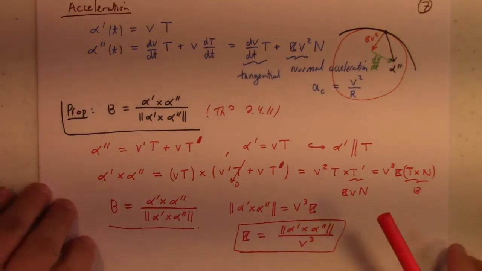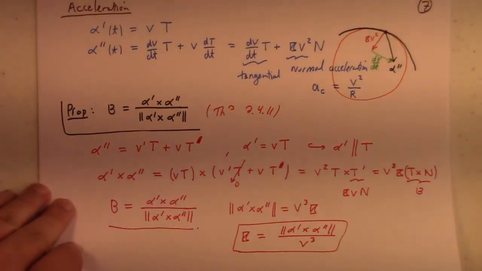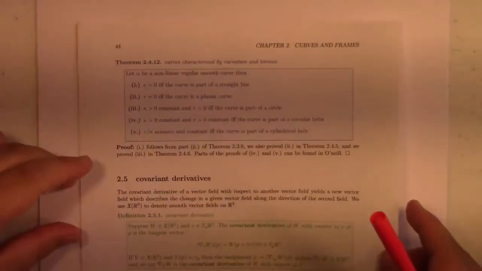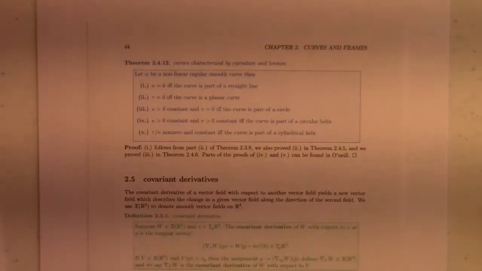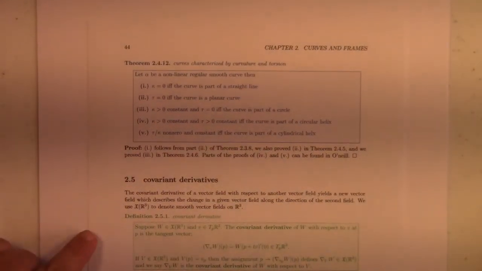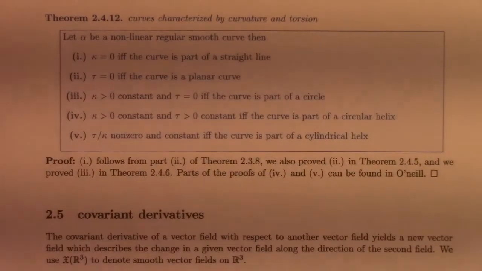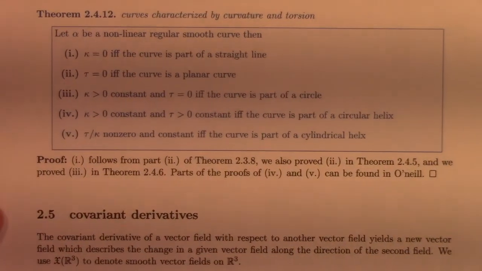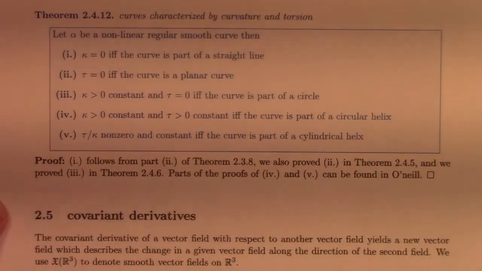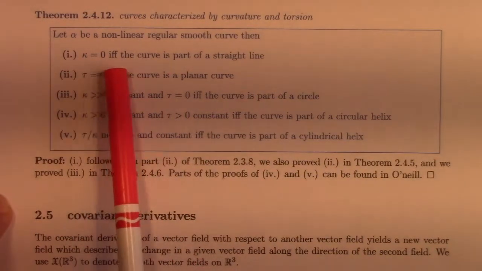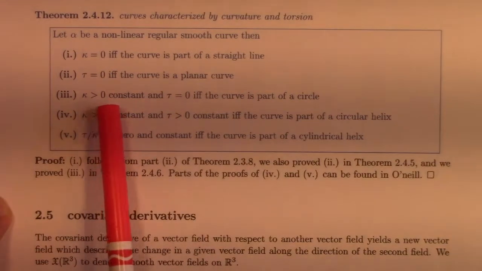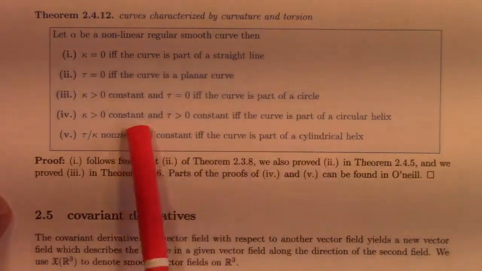Finally, just to seal the deal here, there's a few additional theorems that are proved in O'Neill and typical books, and we've proved some of these. The rest of the things I haven't proved are very similarly proved. It's all based on the frame field technique and the Frenet-Serret equations, but here they are. If the curvature is 0, the curve is part of a straight line. If the torsion is 0, the curve is planar, we prove that. If the curvature is constant and the torsion is 0, the curve is part of a circle, we prove that.